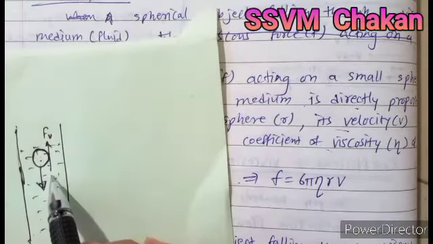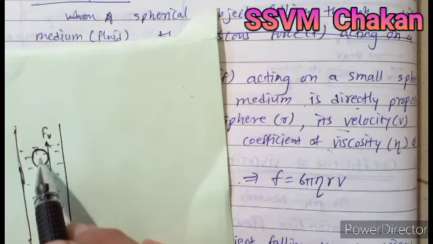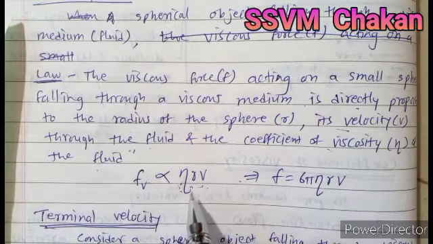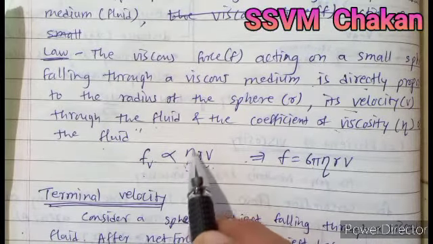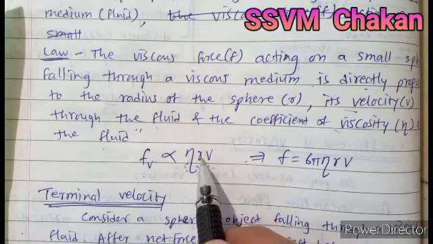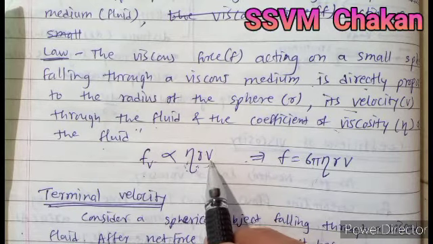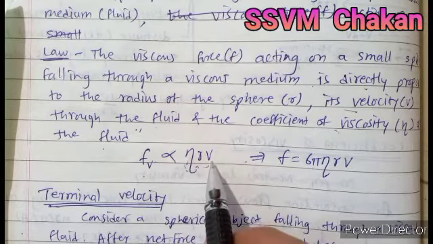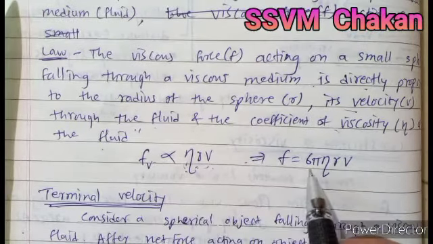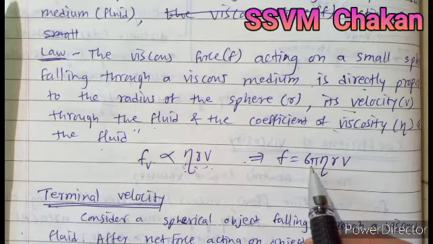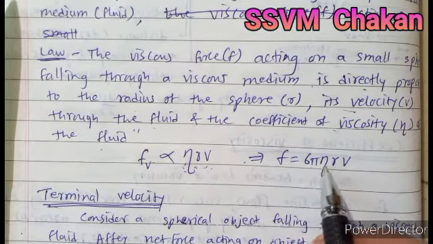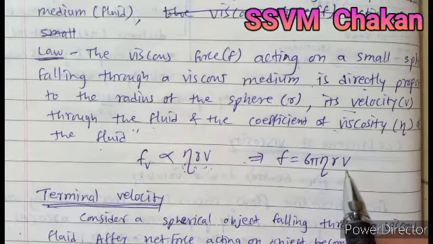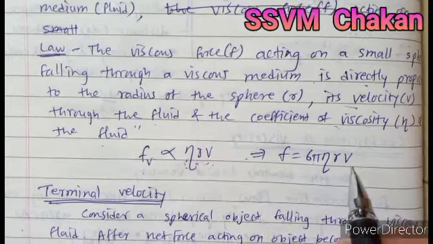So the layers of fluid oppose the motion of a sphere by a certain force. The value of that force depends on three quantities. One is the coefficient of viscosity, second is the radius of the sphere, and third is the velocity of the sphere. So F is directly proportional to eta r v. To remove the proportionality sign, we take a constant, here the constant is 6 pi. So F is equal to 6 pi eta r v gives you the value of the viscous force, that is the opposition force to the motion of a sphere.